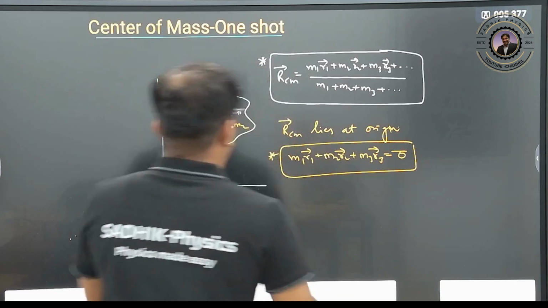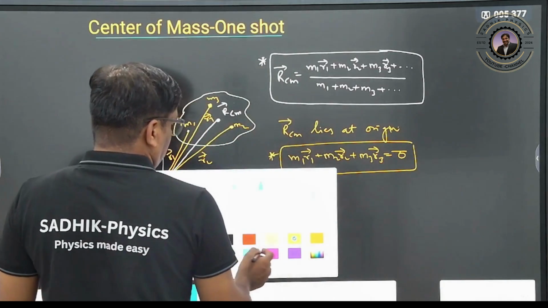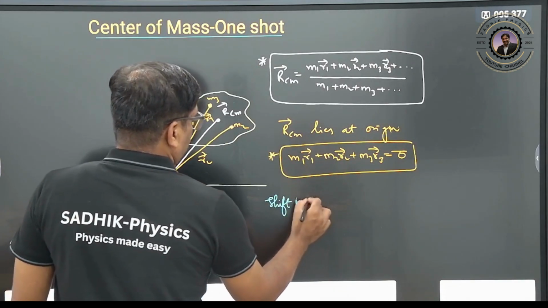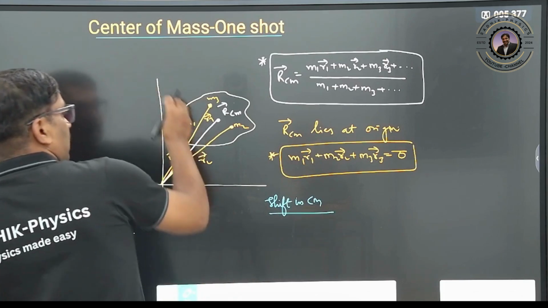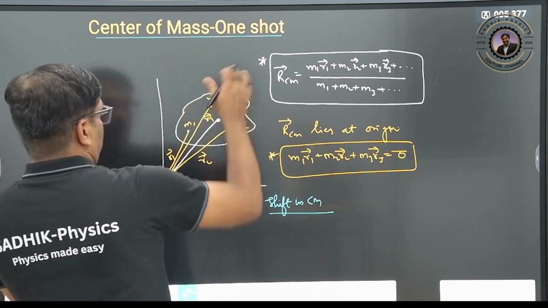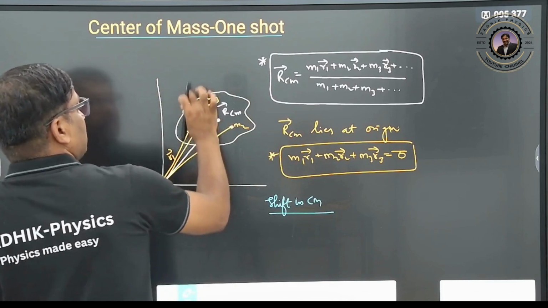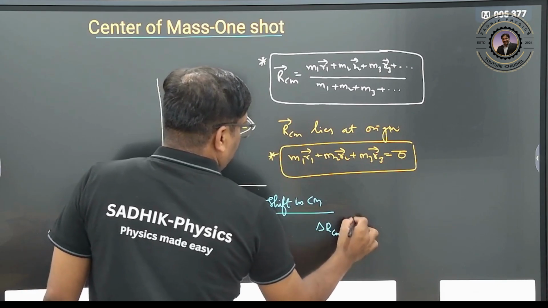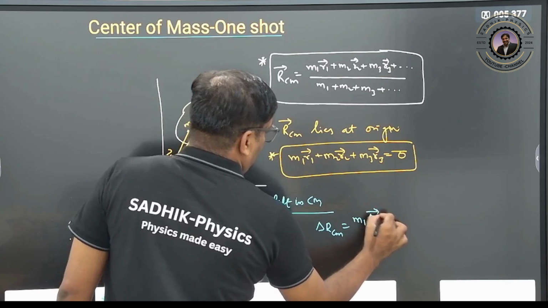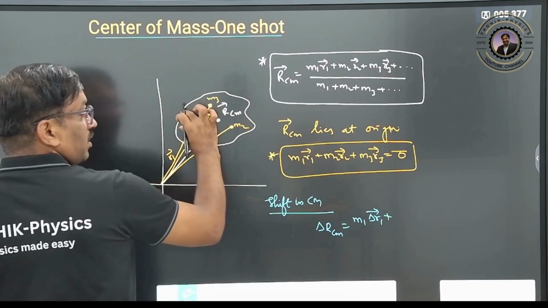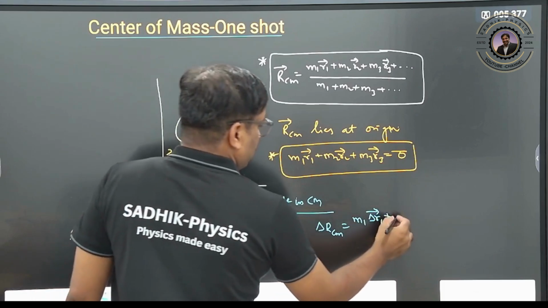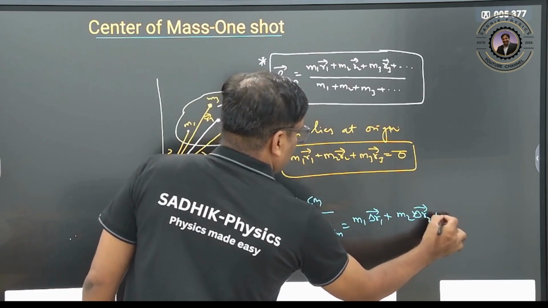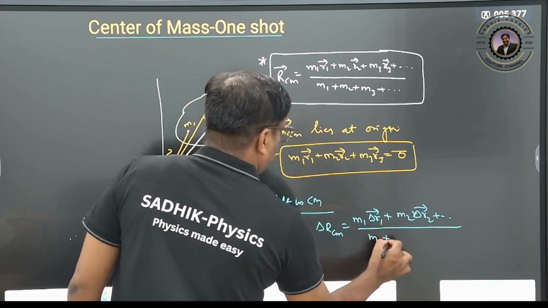Sometimes the particles change their positions. So the shift in the center of mass can be calculated in a very simple way. If a particle is shifted, the center of mass also will be shifted, no? That means the change in the displacement. Similarly, delta RCM will be equal to m1 into delta r1, the change in the position vector, plus m2 delta r2, and so on, divided by m1 plus m2.